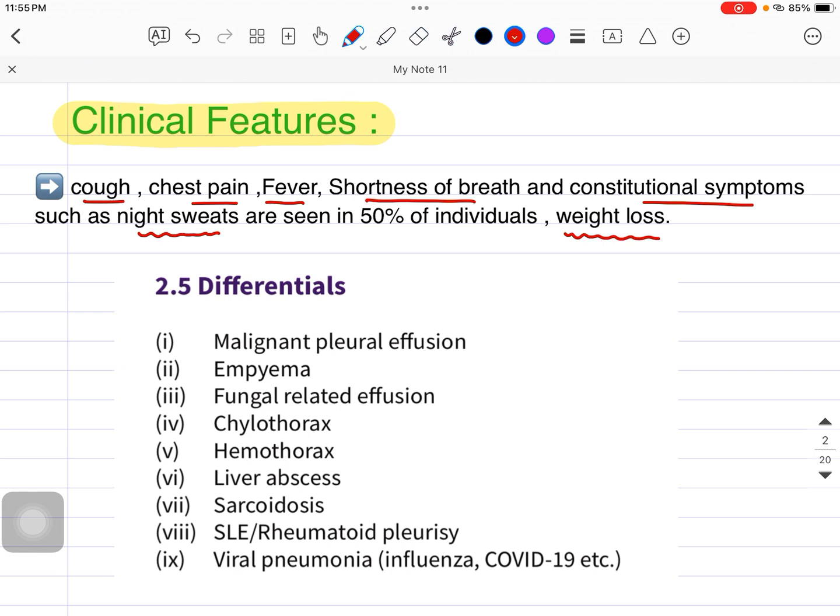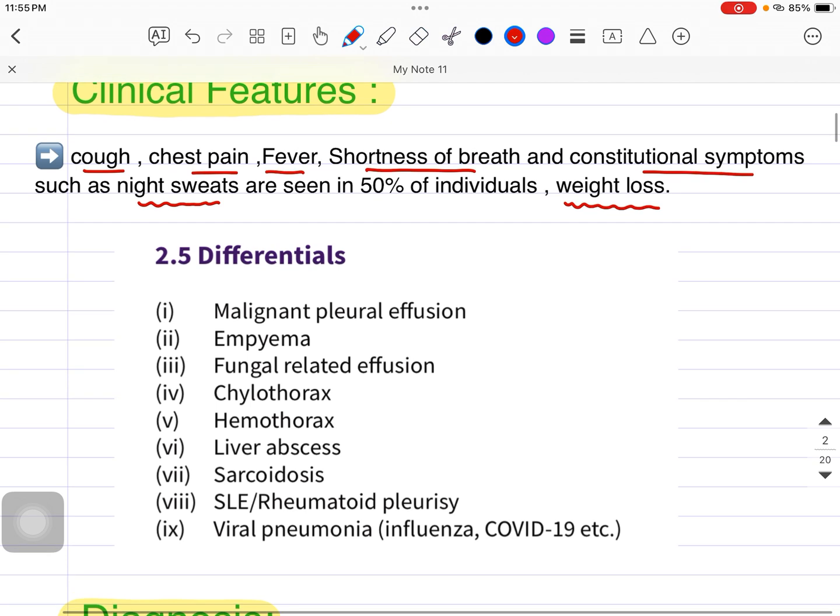So what are the differential diagnoses in your mind? What should come to your mind whenever you are seeing a pleural effusion case? In pleural effusion, we have various diagnoses which we need to keep in mind. For example, one is malignant pleural effusion, right. Then there could be empyema, fungal related effusion, chylothorax, hemothorax, liver abscess, sarcoidosis, SLE or rheumatoid pleurisy, okay. But these later ones are not very common, but obviously the first 3 or 4 are very common differential diagnoses which we need to keep in mind, right.